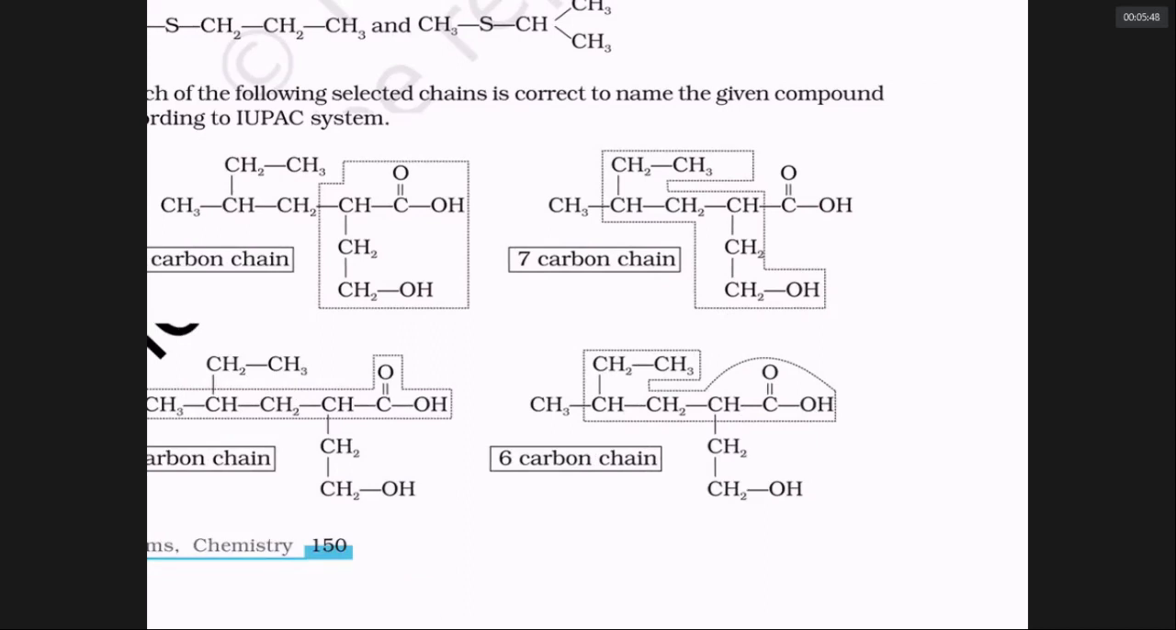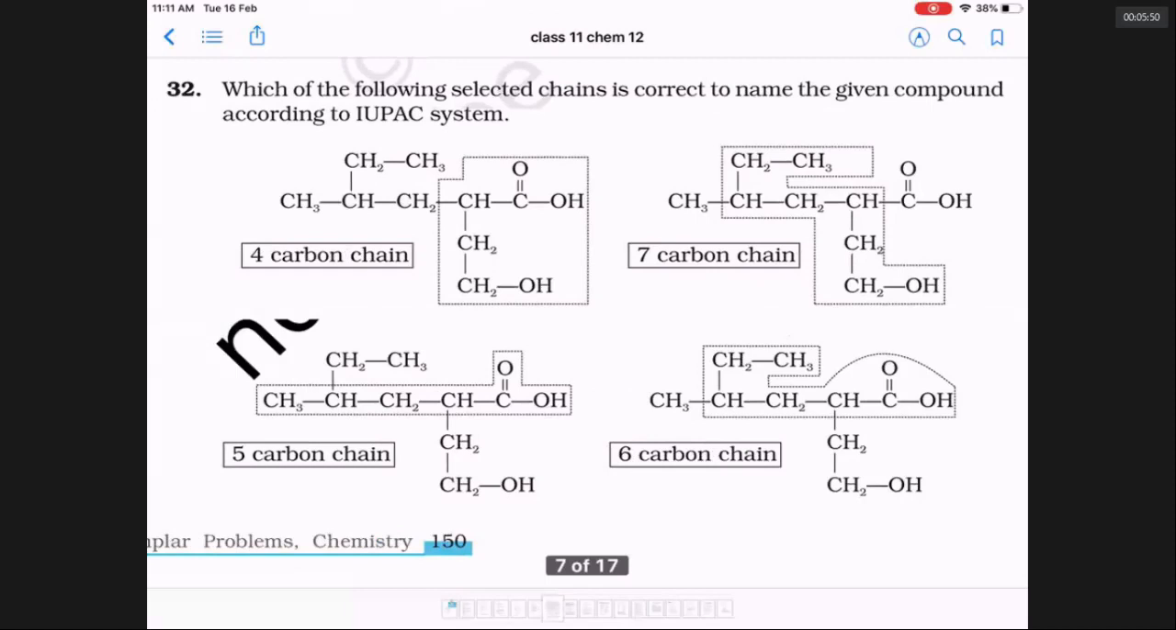Which is the correct choice, sir? The 6 carbon chain structure is correct. No. If it has 2 functional groups, your main chain should include all the important functional groups. So definitely you should take only 4 carbons because that includes 2 functional groups.